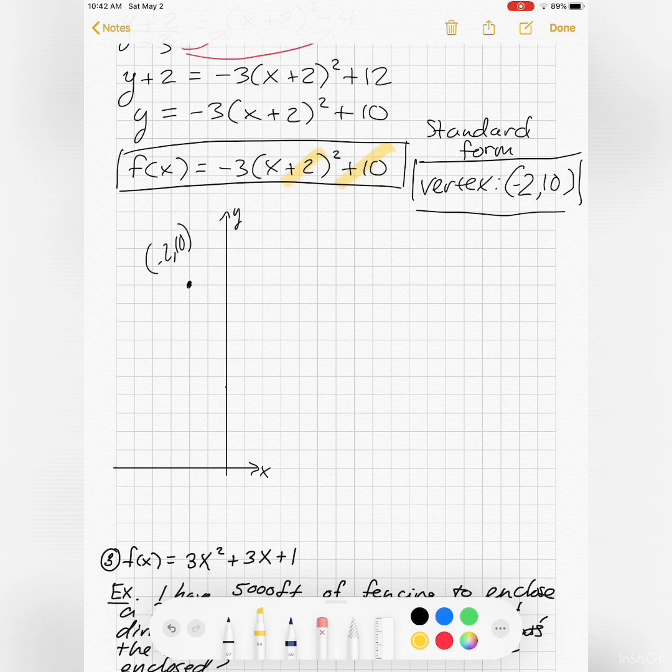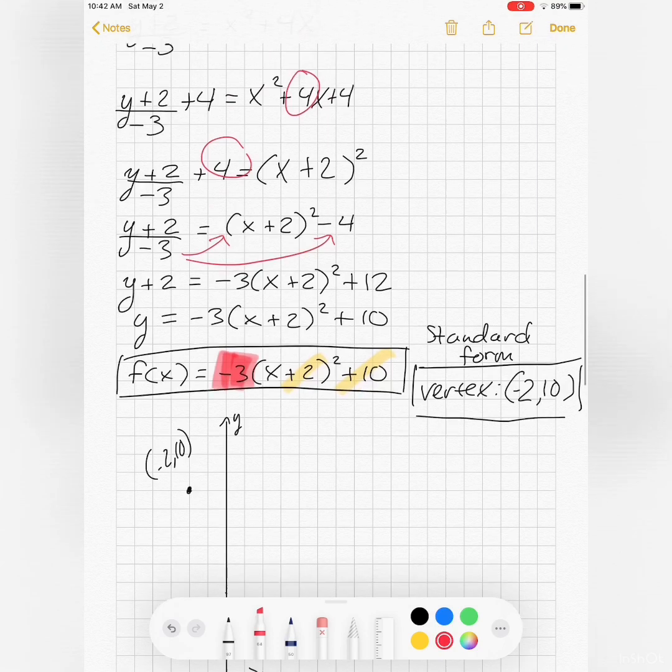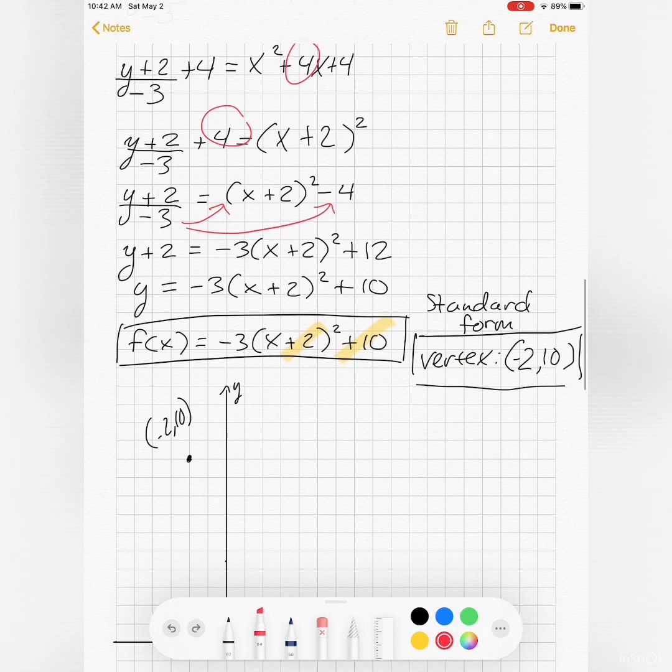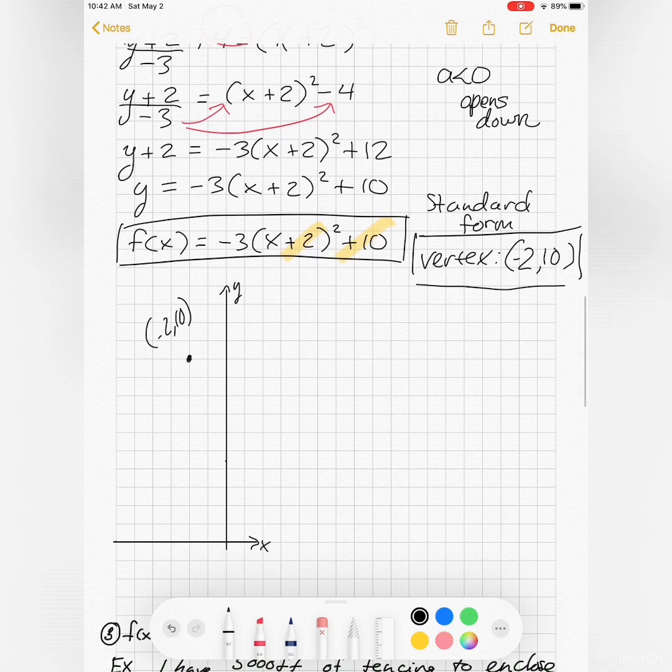Okay, look at the lead coefficient. The lead coefficient's negative. I can look there, or I can look back here at the original equation. Either way, because that lead coefficient is negative, or because a is less than 0, I know this parabola opens down. It's going to be something like that. Let me see what other information I can get then.